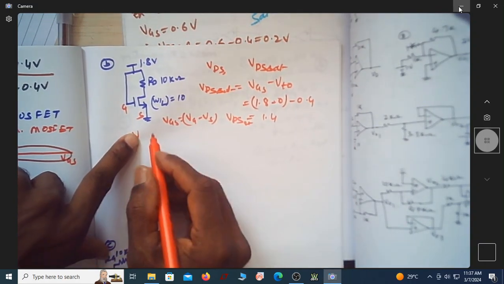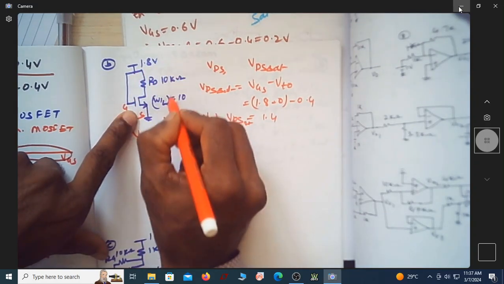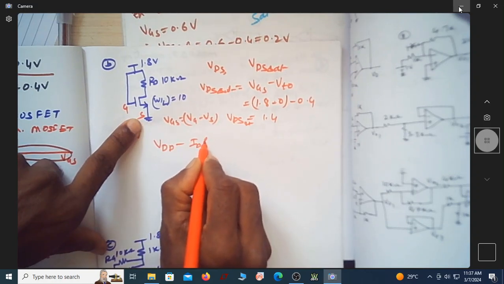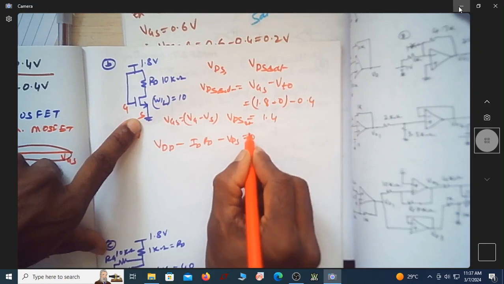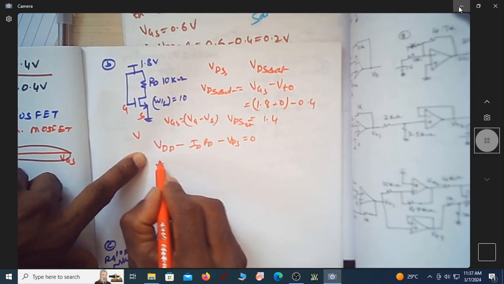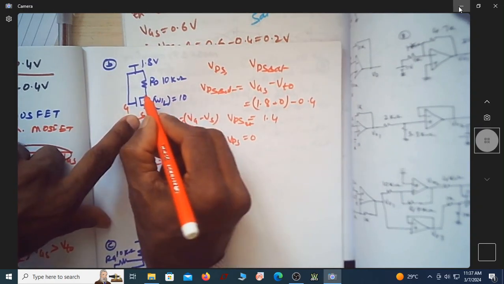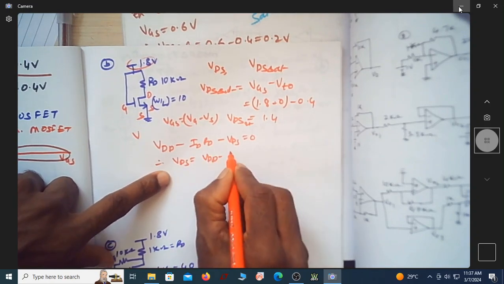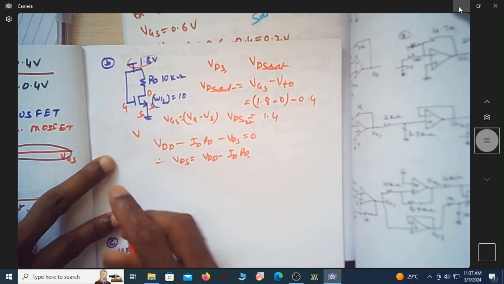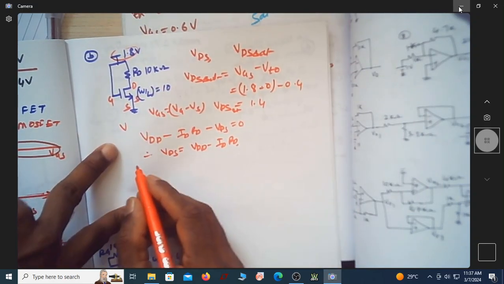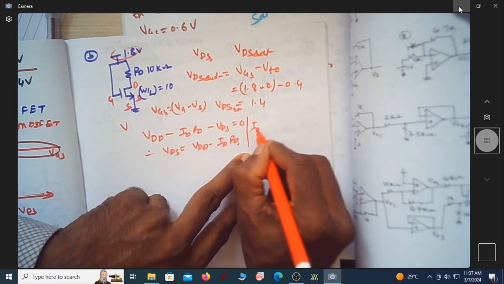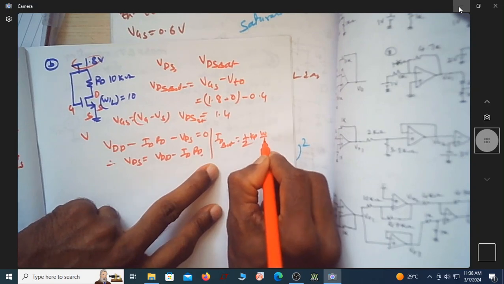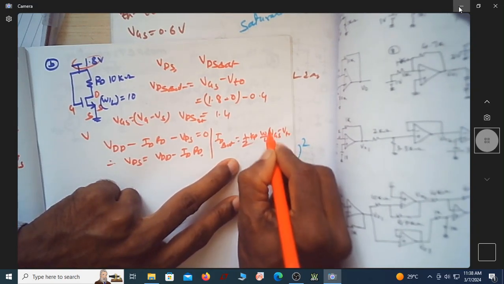Now let us find out what VDS is. Again you can write the KVL for this. VDD minus ID into RD minus VDS is equal to 0. So from this I can write VDS, the voltage across the drain and source, is nothing but VDD minus this drop, VDD minus ID into RD. But what is ID? If the MOSFET is in saturation, ID saturation is given by half Kp W by L, VGS minus VTO whole square.